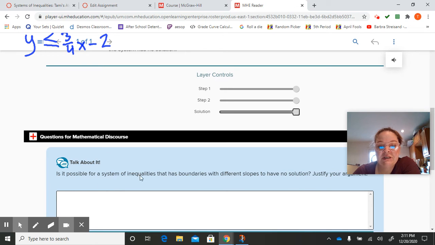Is it possible for a system of inequalities that has boundaries with different slopes to have no solution? Think about that for a moment, put that in your notes, and have it ready to go because you will see it again later on our Canvas page.